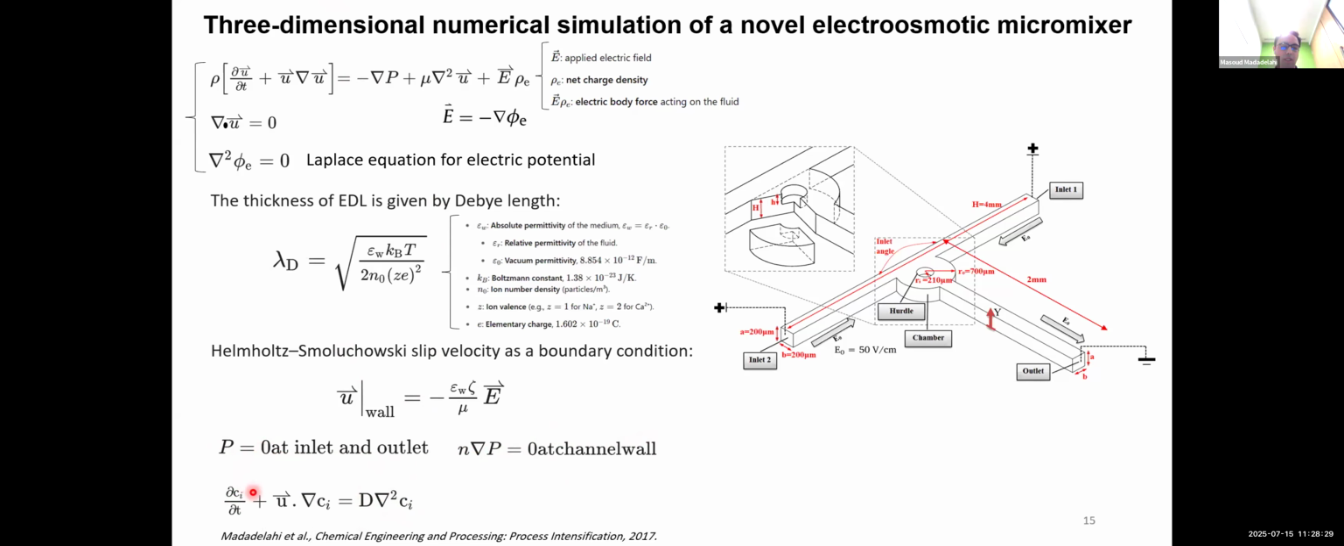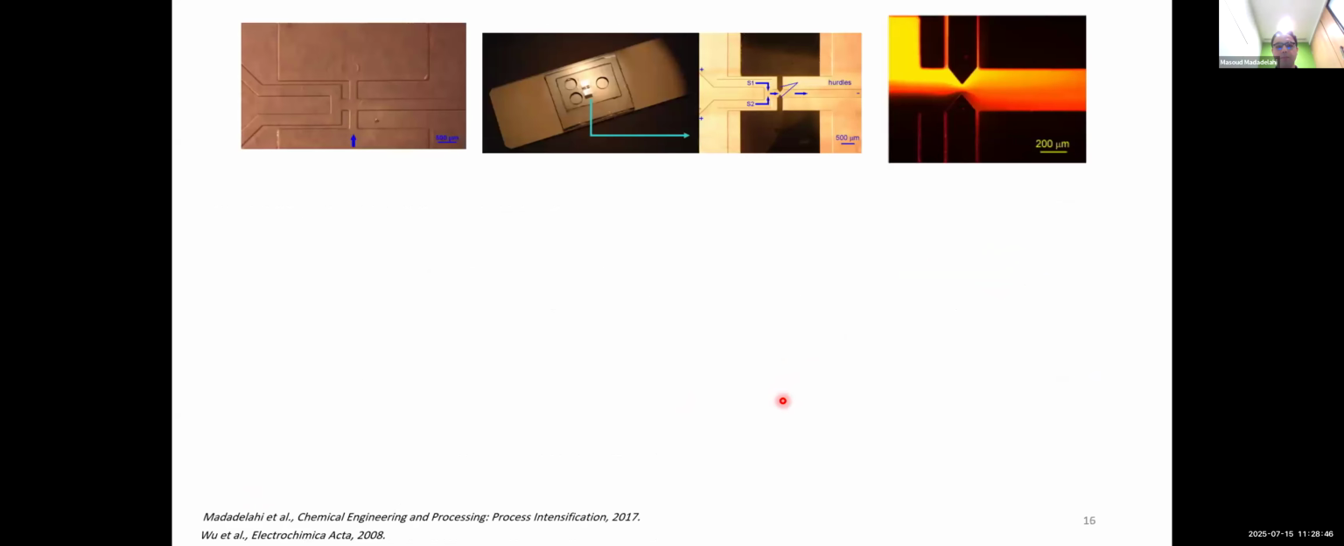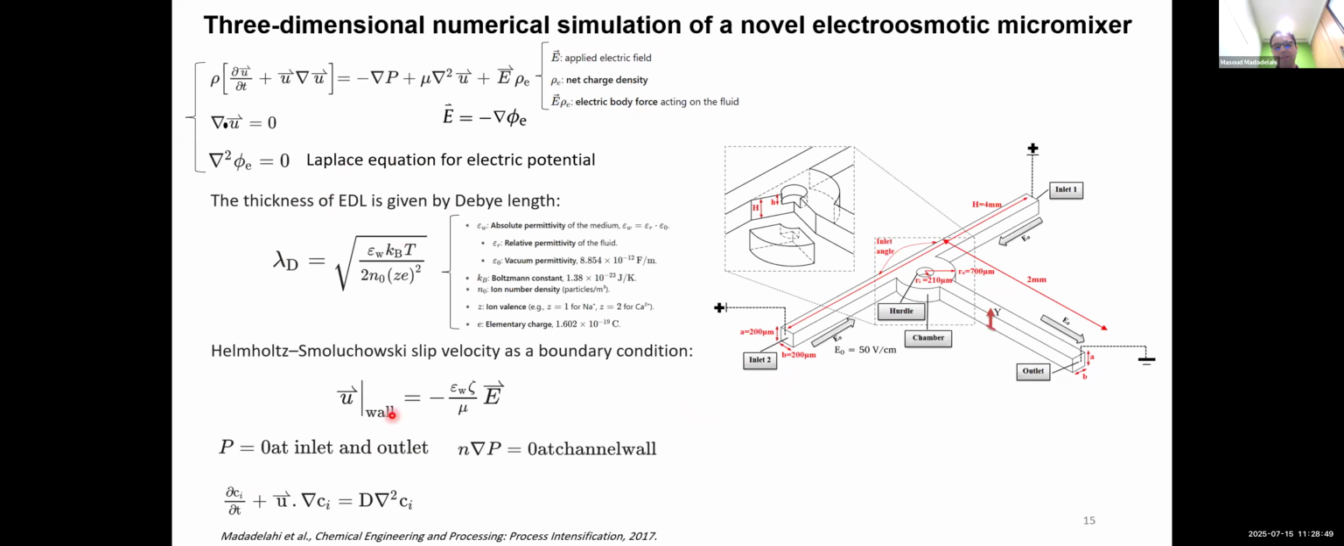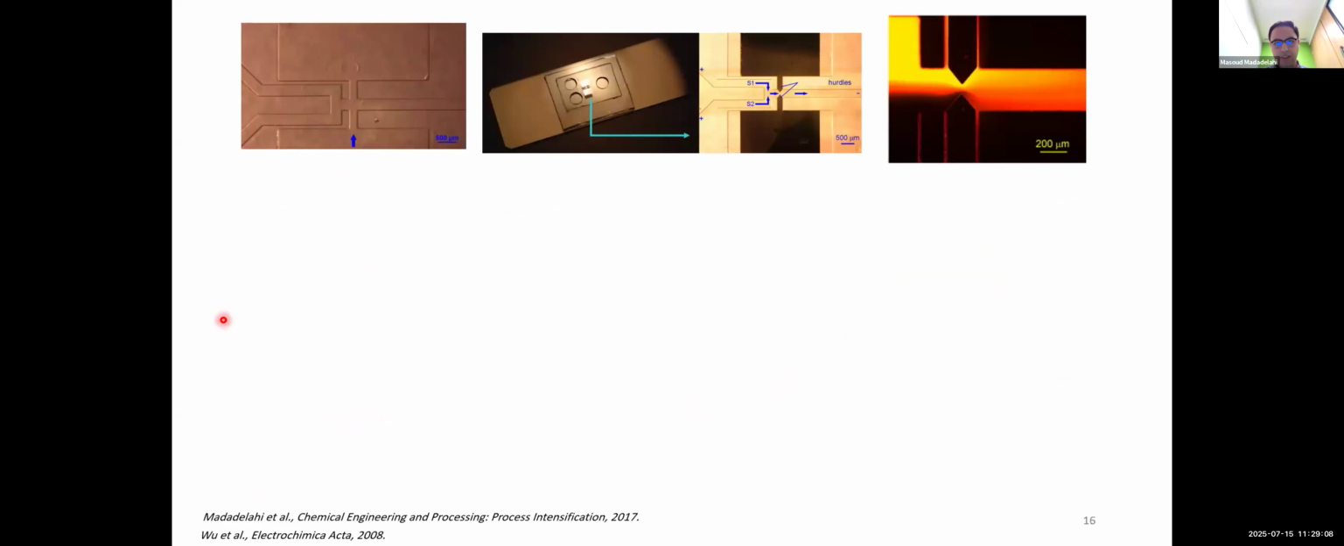And finally, we need to solve this equation. C here is the concentration. And this is the convection-diffusion equation to calculate the concentration of species in our microchannel. To solve this system of equations, we usually use COMSOL Multiphysics. That is a very well-known software these days, so you don't need to discretize these equations yourself. You can just select these equations and use that software to solve them.